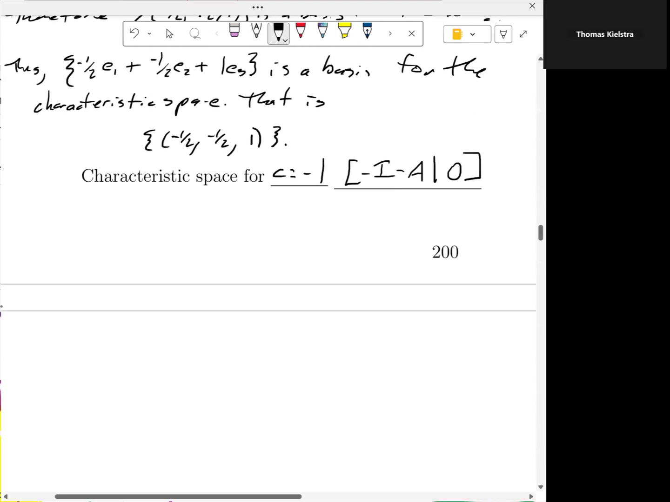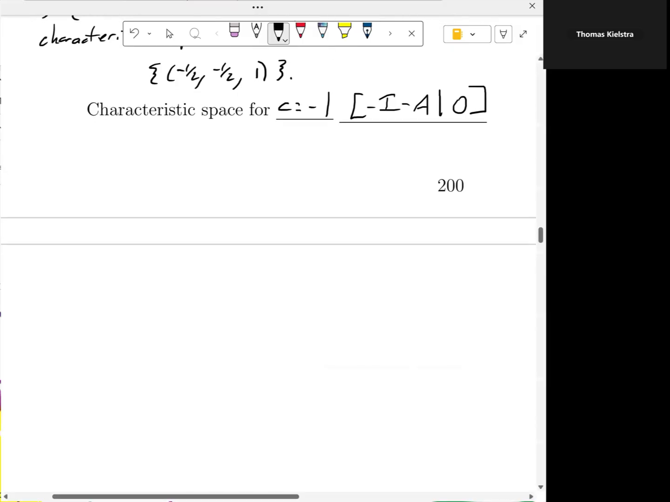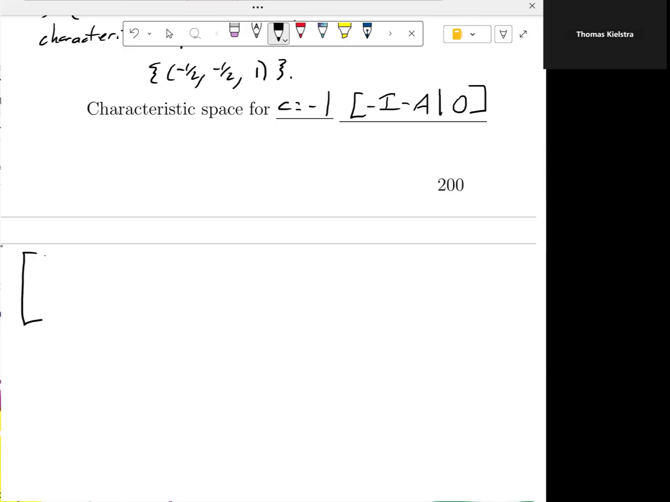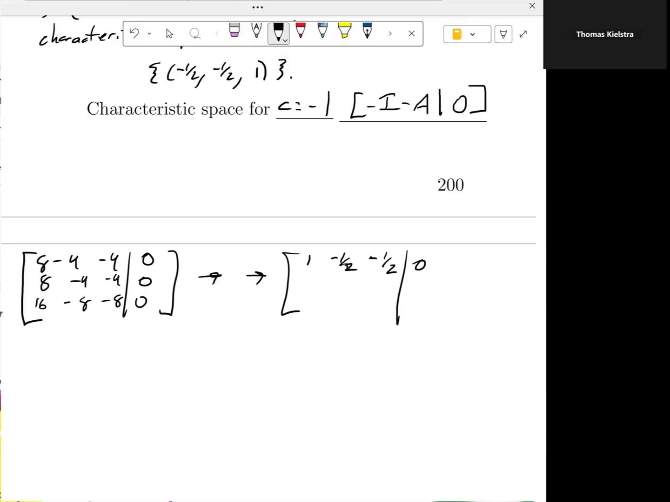So let's compute the characteristic space for characteristic value -1. Again, we have the same setup, (A - cI)x = 0. This leads to the system of equations: 8, -4, -4, 0; 8, -4, -4, 0; 16, -8, -8, 0. Doing some row operations, we get to the reduced echelon form of 1, -1/2, -1/2, 0, and then all zeros.